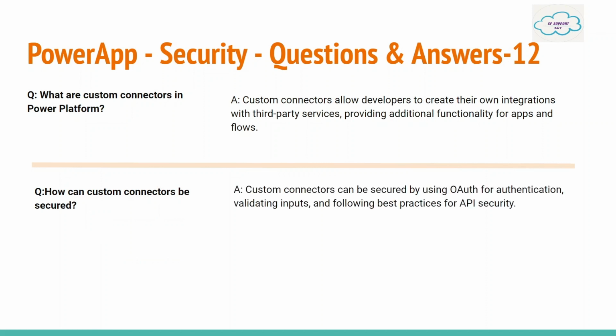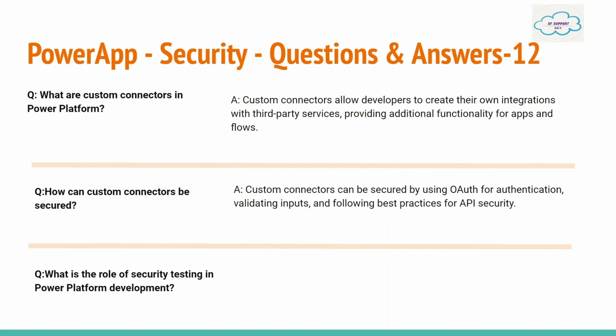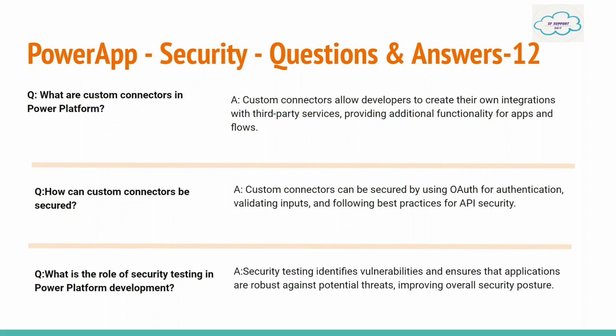Answer: Custom connectors can be secured using OAuth authentication, validating the inputs, and following best practices of API security. Next question: what is the role of security testing in Power Platform development? Very interesting. Security testing identifies vulnerabilities, ensures that applications are robust against potential threats, and improves overall security.